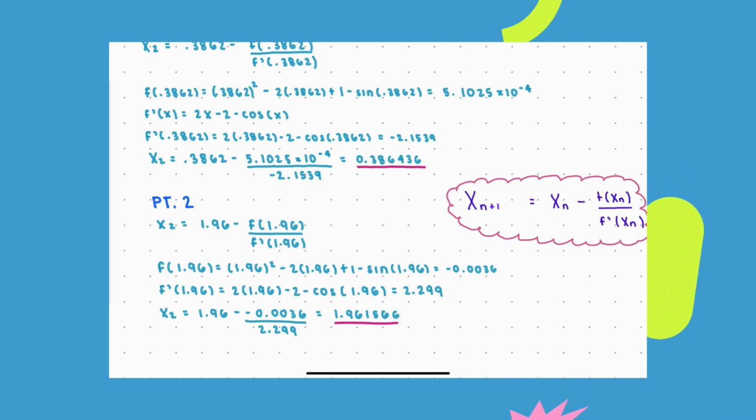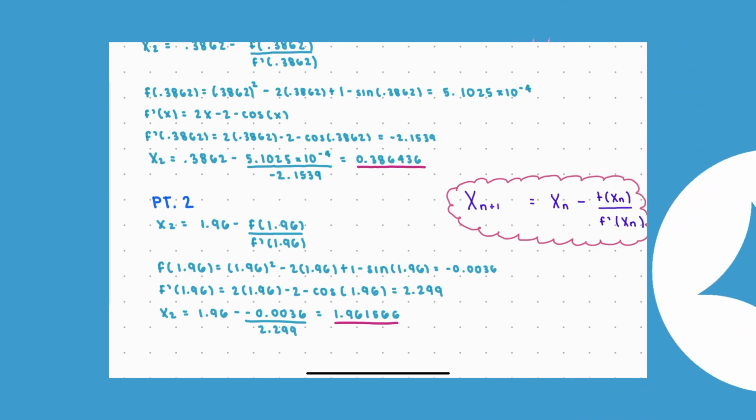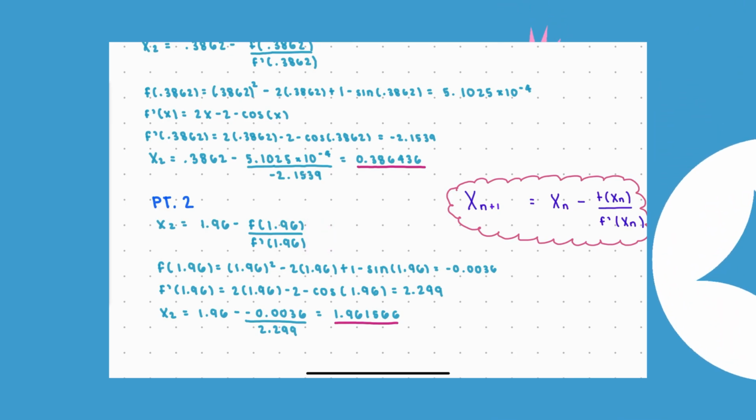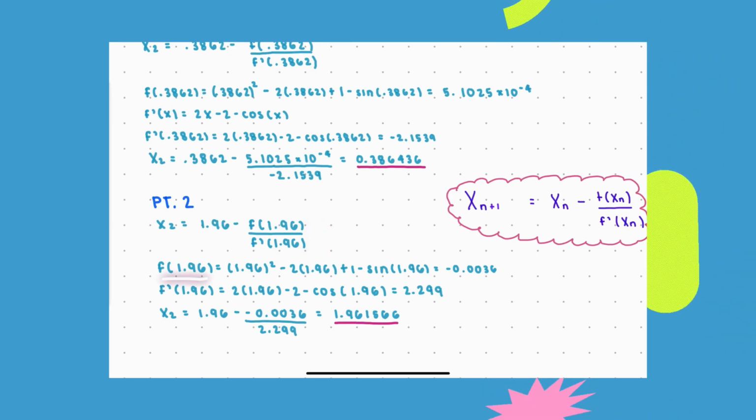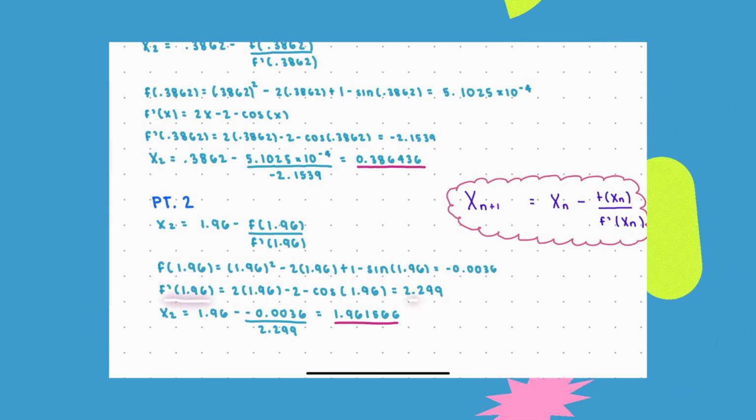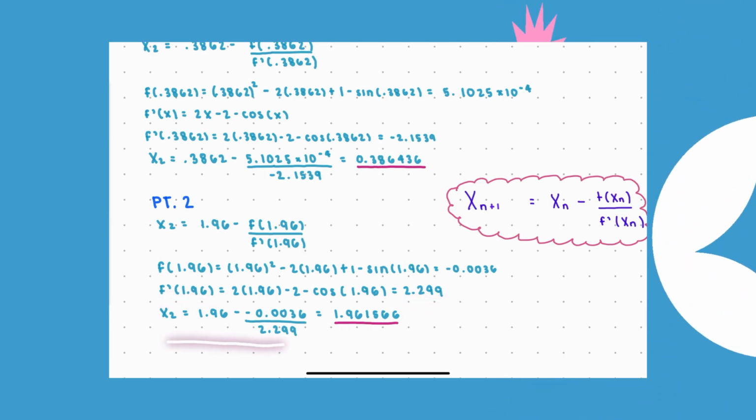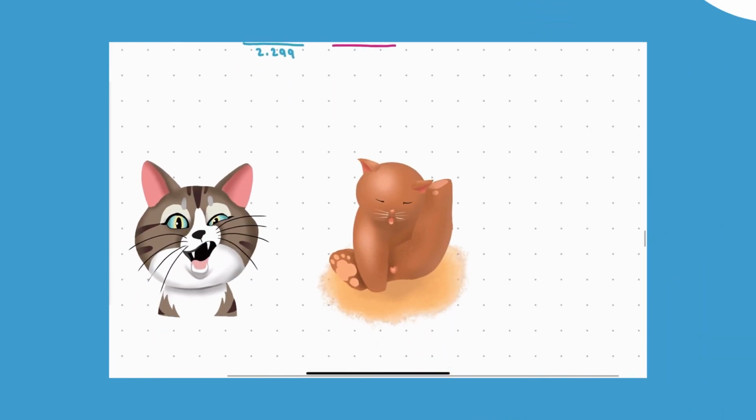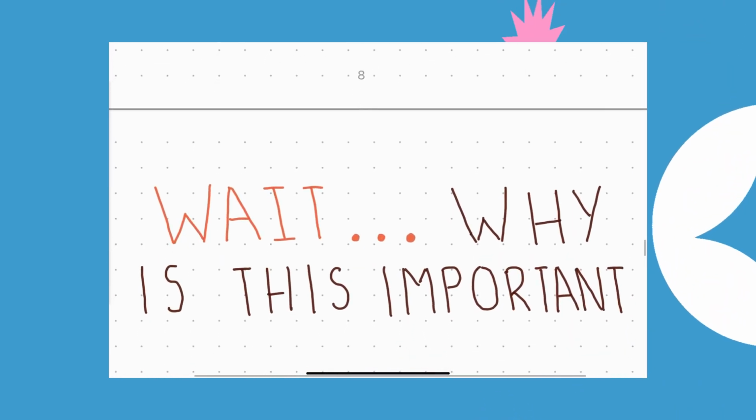Next, we're going to use our second x-intercept, which is 1.96. So when we plug this into Newton's method, we get 1.96 minus f of 1.96 over f prime of 1.96. Again, we're going to plug 1.96 into f of x, and we end up getting negative 0.0036. Next, we plug 1.96 into f prime of x and get 2.299. So we plug all of these parts into Newton's method, and we get 1.961566.